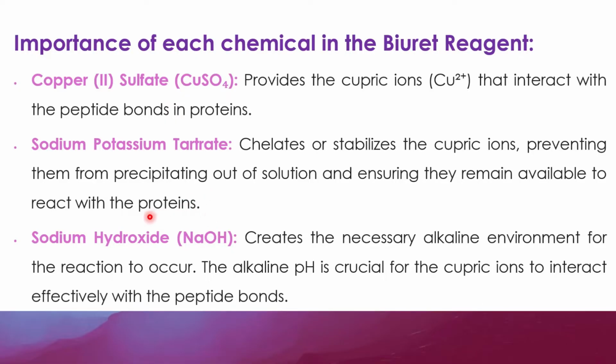And the last is the sodium hydroxide. This chemical creates the necessary alkaline environment for the reaction to occur. And one important thing that we also have to note is that the alkaline pH is crucial for the cupric ions to interact effectively with the peptide bonds.